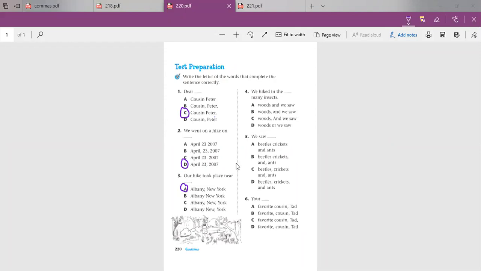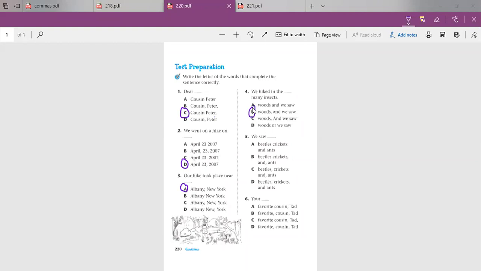Okay, now Noor, which one is it? We hiked in the woods, comma, and we saw many insects. So option number B. Excellent, Noor. Option B.